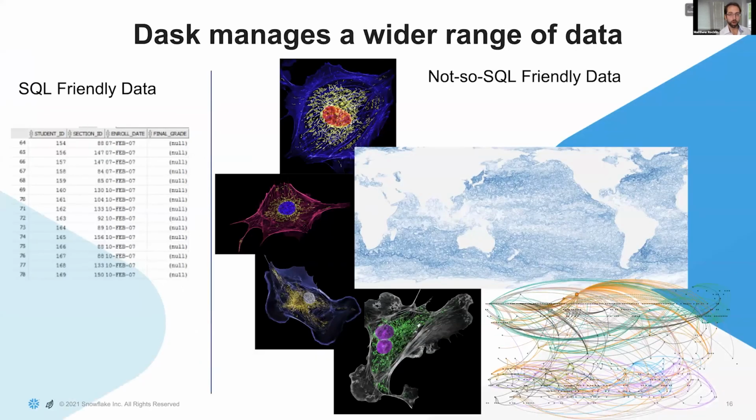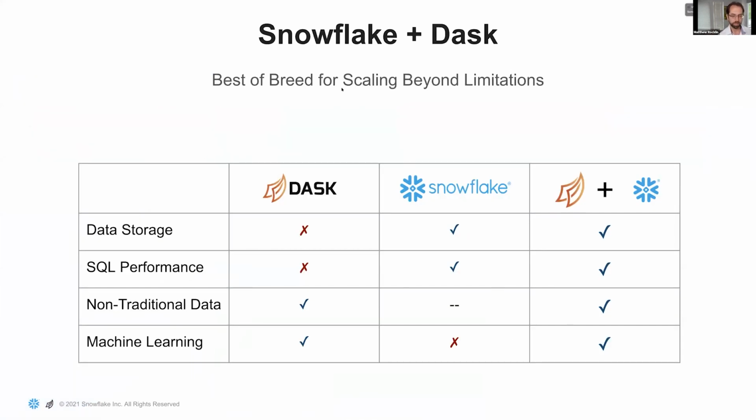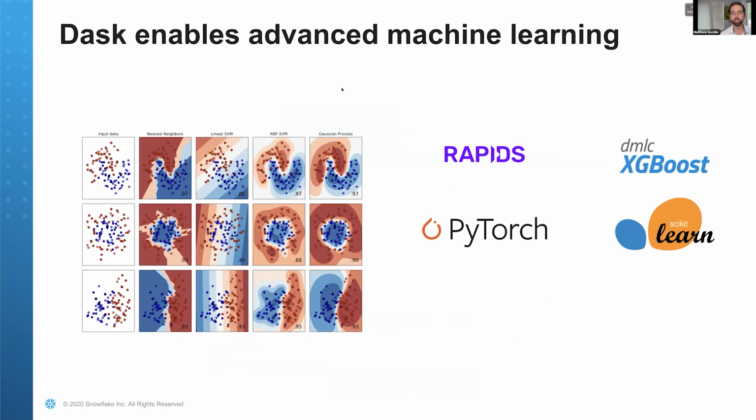So when I say wider range of data, this is what I mean. So there's SQL-friendly data on the left, and there's not so SQL-friendly data on the right. And in lots of the talks that we'll see in this conference, a lot of them are about this sort of exciting different kinds of data. And how do we sort of pre-process that so that we can then ingest it properly into a SQL database? And once it's there, how do we then run some advanced machine learning technology on it? Whether it's RAPIDS or XGBoost or PyTorch or scikit-learn, anything like that.